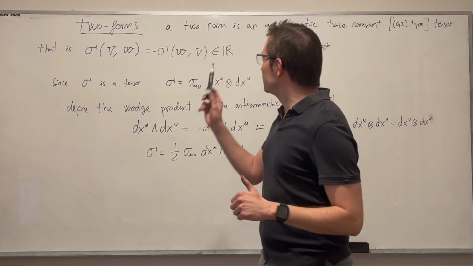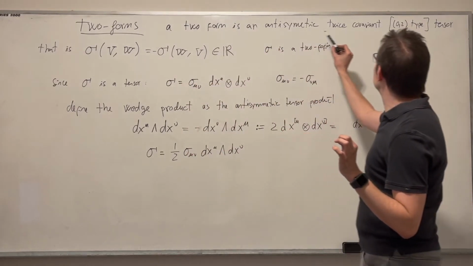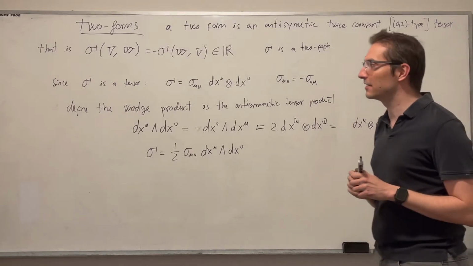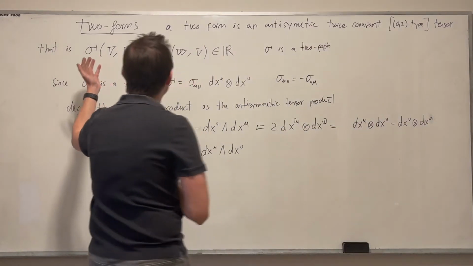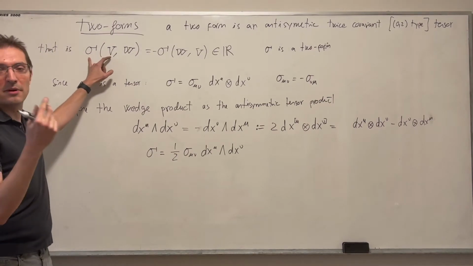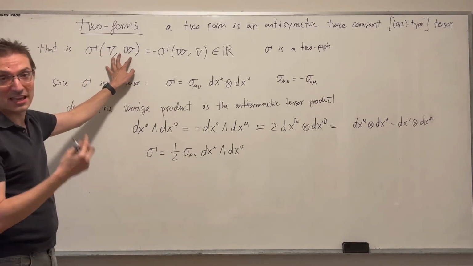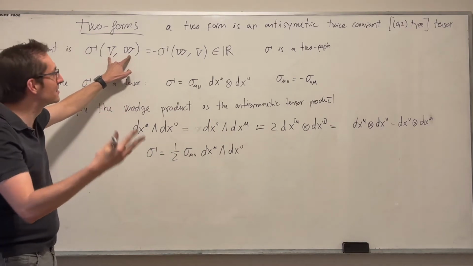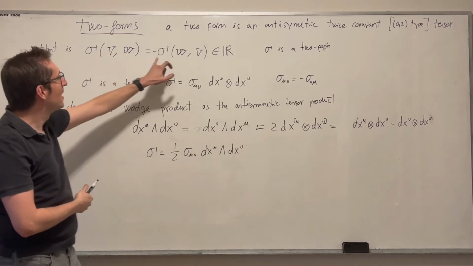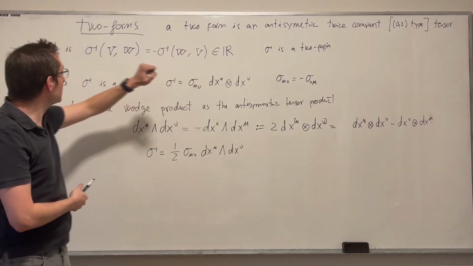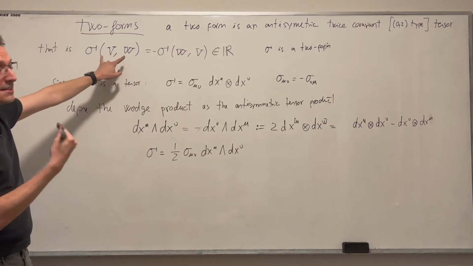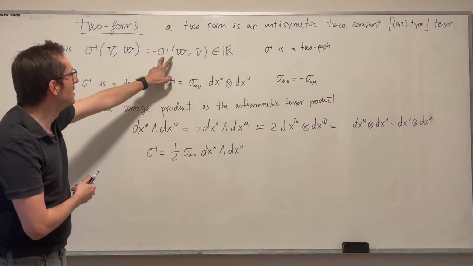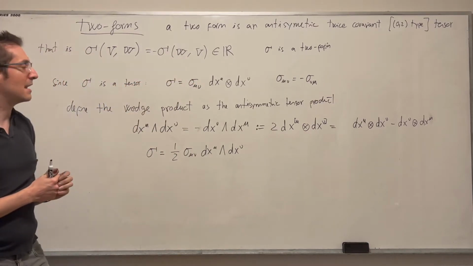So what are two forms? Two forms are antisymmetric twice covariant tensors. So a (0,2) type tensor that is antisymmetric. What does that mean? Well, sigma being a two form means that it takes, remember what a tensor is, a bilinear map in this case because it's twice covariant, that takes two vectors, two vector fields if you want, and returns a scalar. Now, with the fact that it's antisymmetric, I can write as well sigma acting on V, W is minus sigma acting on W, V. So it's an antisymmetric one.